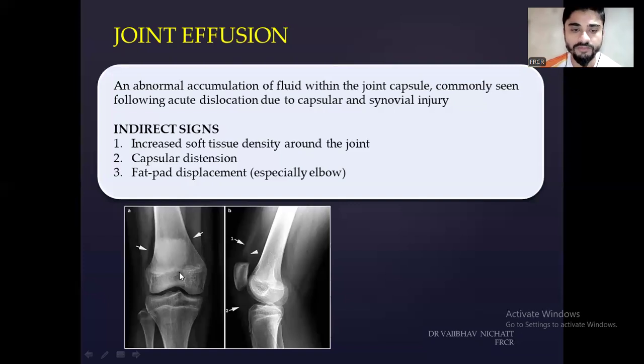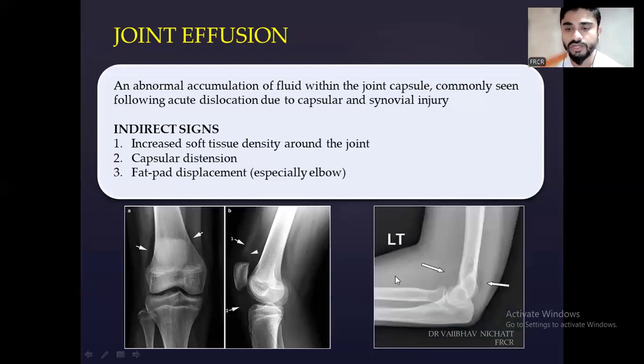joint effusion or not. This is a normal radiograph of the knee joint, where you can see lateral fat pad, medial fat pad, and suprapatellar fat pad. If there is any associated joint effusion in cases of fractures, you should be seeing convexity of the medial fat pad, lateral fat pad, and suprapatellar fat pad.